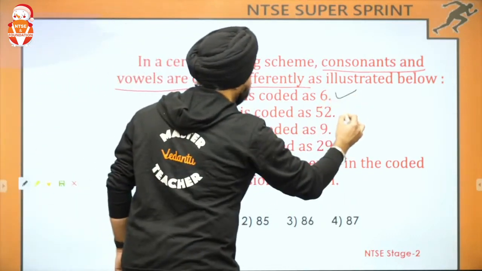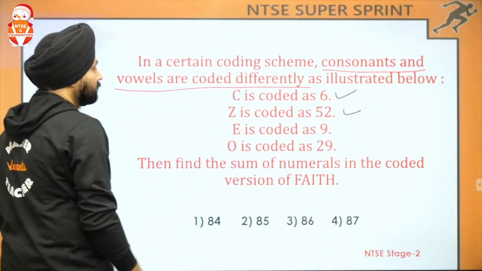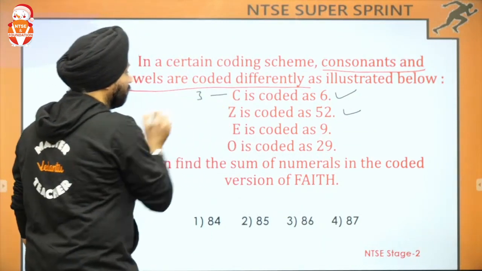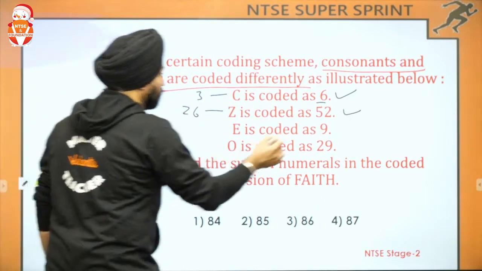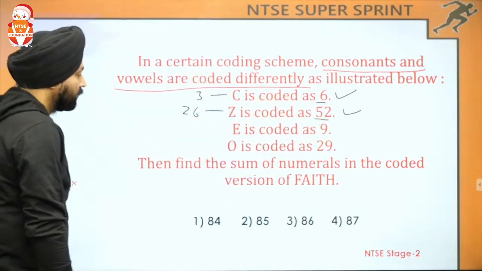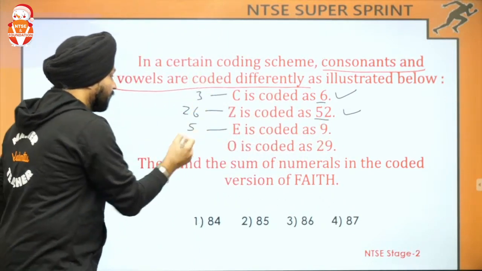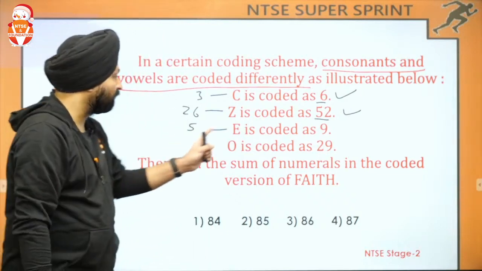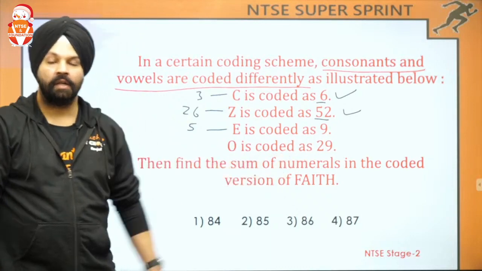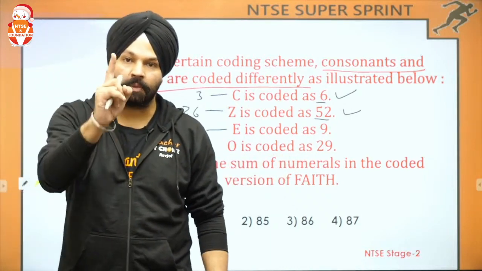Z is coded as 52. Now, my hint is over here. C. We know that the code for C is 3, but he is saying 6. We know that the code for Z is 26, but he is saying 52, double. We know that the code for E is 5, and E is a vowel. That means the double of 5 is 10, but he is saying 9. That means in case of vowels, he is subtracting 1.